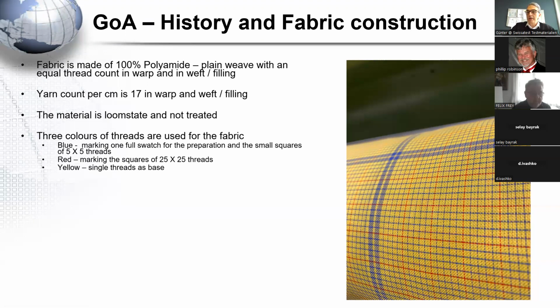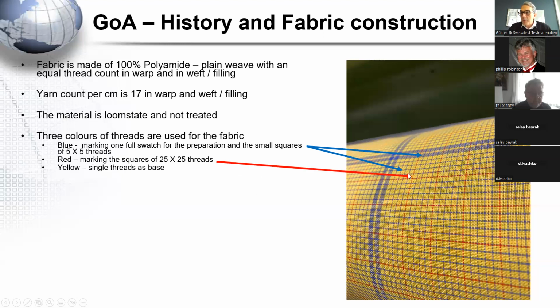We have three different colors of threads inside the fabric. First is the blue, and the blue thread, I hope you can see my cursor, is marking the end marking of the specimen, and it shows these small blue squares, which mean 5 per 5 threads. Every blue square is 5 per 5 threads: 5 threads in warp and 5 threads in weft.